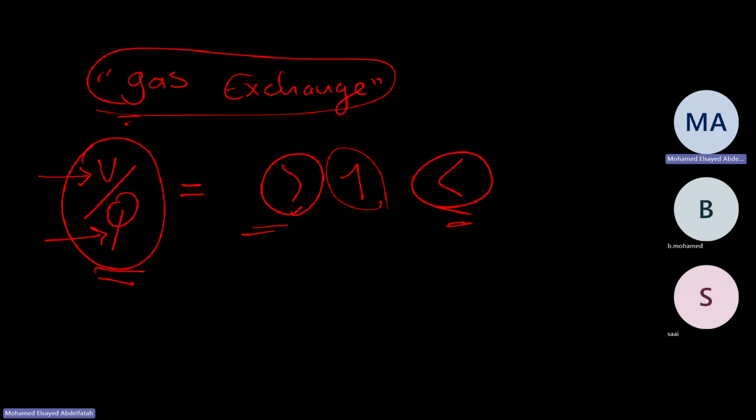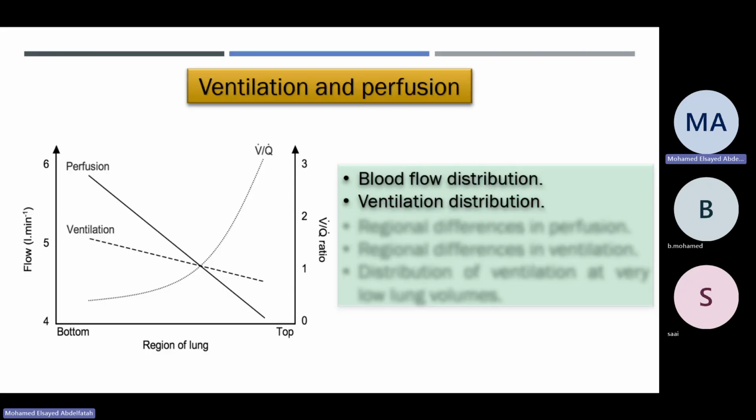Okay. For gas exchange to be optimal, there must be matching between ventilation and perfusion. So optimally, the VQ ratio should be 1. So ventilation should equal perfusion. Okay, but this is not the case physiologically. Let's now see this curve. At this point, if we extended a line here, we can see that perfusion equals ventilation, so the VQ equals 1.